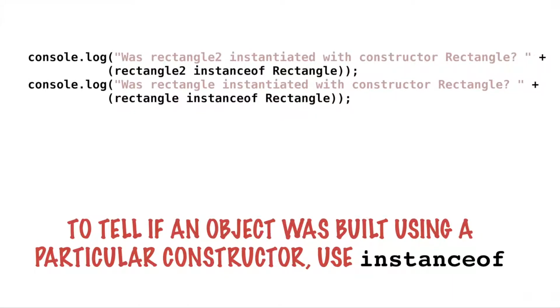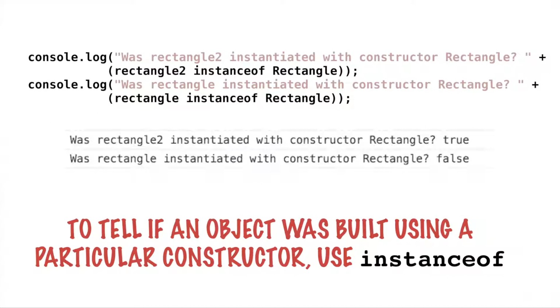Remember that we had said that to tell if an object was built using a particular constructor, we use instanceof. Take a look at how we use instanceof. We say rectangle2 instanceof Rectangle, or rectangle instanceof Rectangle. This returns either true or false. So was rectangle2 instantiated with the constructor Rectangle? instanceof says true. Was rectangle instantiated with the constructor Rectangle? instanceof says false.